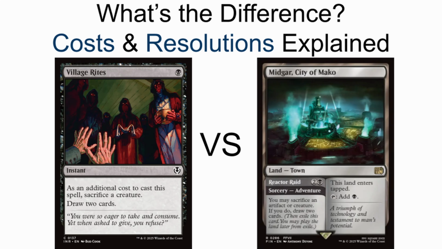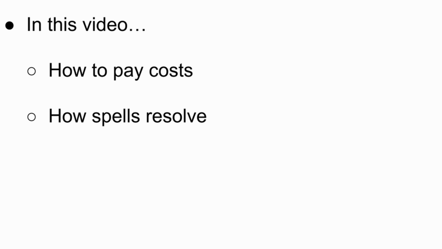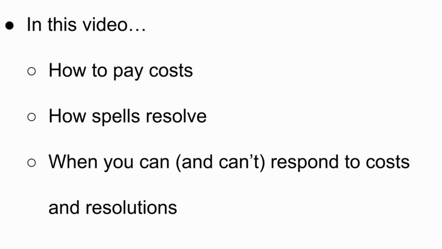These two cards look quite similar. They both draw you 2 cards and require you to sacrifice a creature, but they have some important timing differences that are worth understanding in this specific example. And after we've looked at the specific example, we'll expand out to a more general level. So in this video, we're going to talk about paying costs, spell resolutions, and when you can and cannot respond.